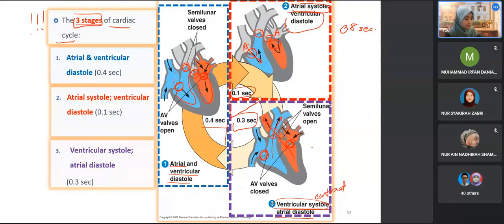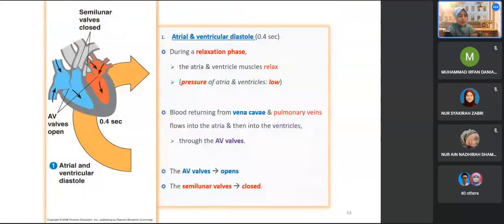Okay, so for all these three stages, you should know what happened to all these four chambers, and you should be able to explain what happened to all of the four valves. Okay, valves, the AV valves and also the semilunar valves. Okay, so the detailed explanation sama je.